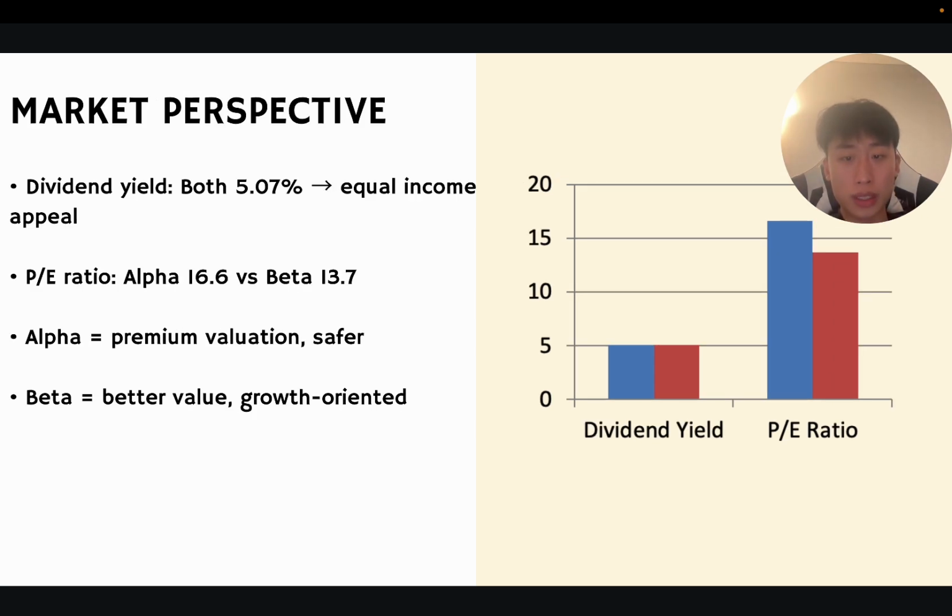The market views these companies through different lenses. They offer identical dividend yields, making them equally attractive for income investors. However, their PE ratios reveal a different strategy. Alpha's higher multiple suggests the market values its safer investment at a premium. Beta's lower PE indicates it's seen as a better value, with stronger growth potential priced into its stock.